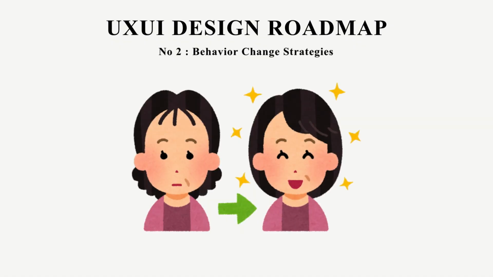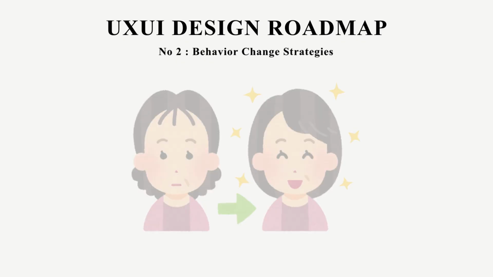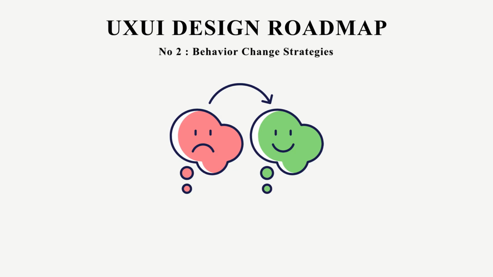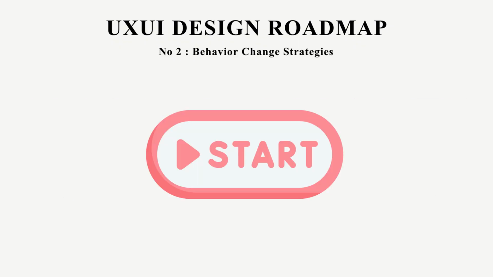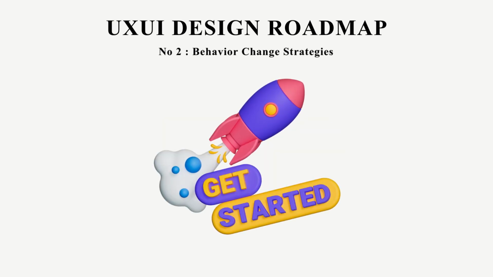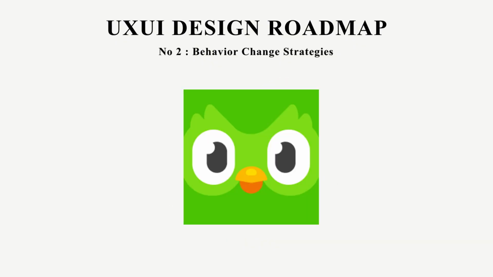Another important concept in UX is behavior change. Many digital products are designed to influence user behavior. UX designers use something called the behavior grid. This grid shows the ways a product can influence behavior. First is start. This means encouraging users to adopt new behaviors. For example, the language learning app Duolingo encourages users to start learning a new language.